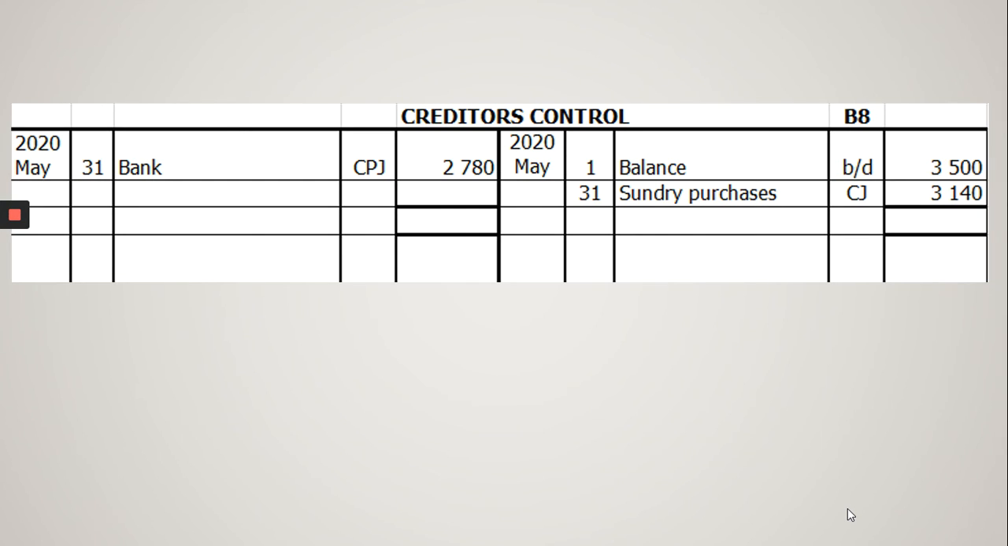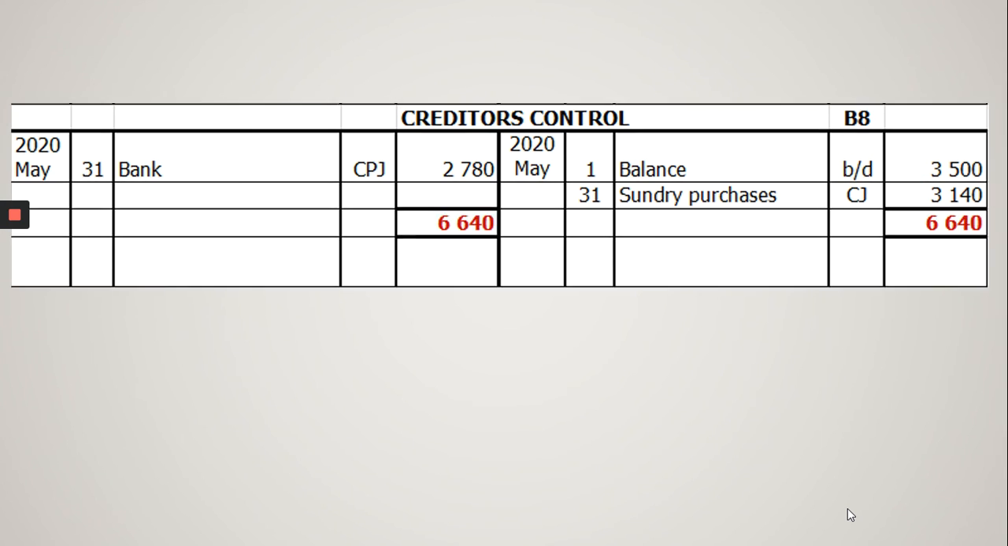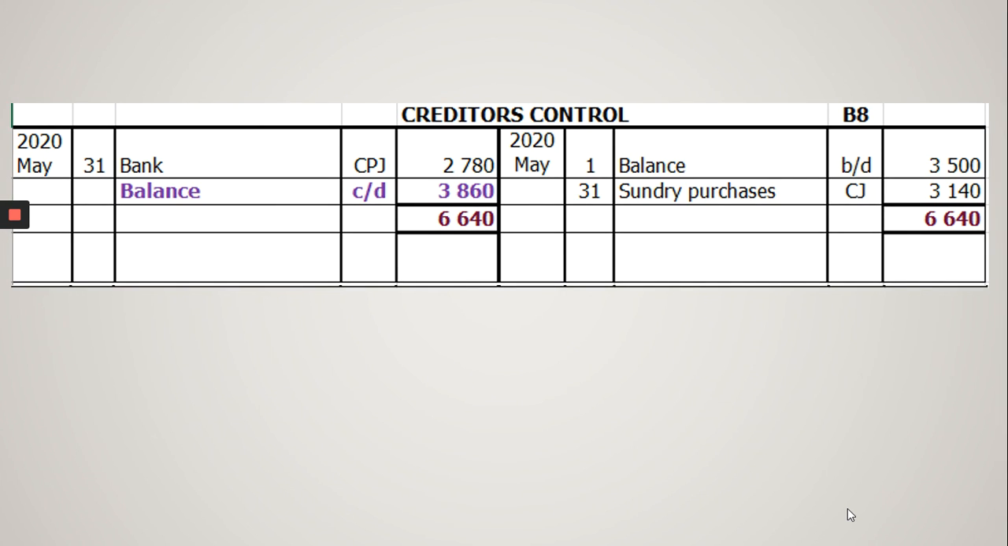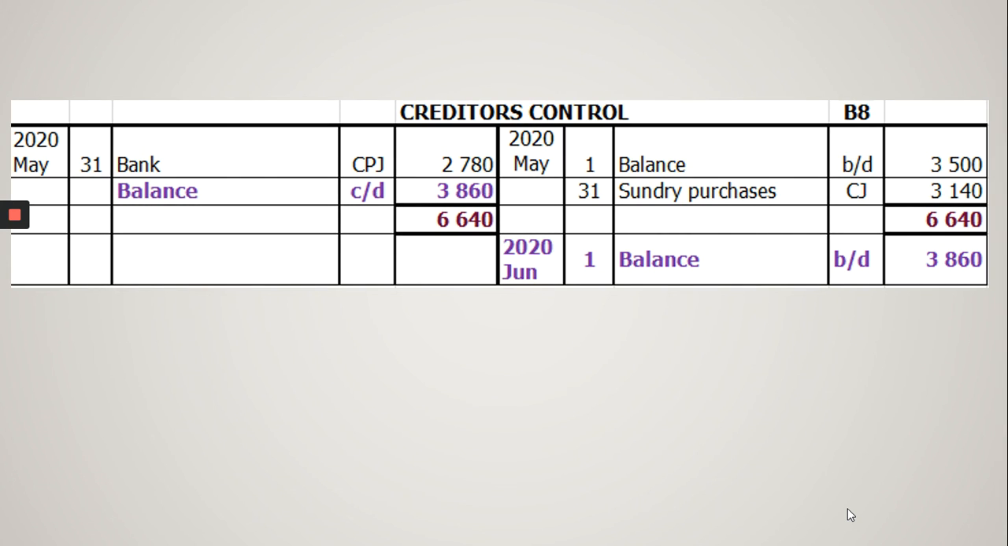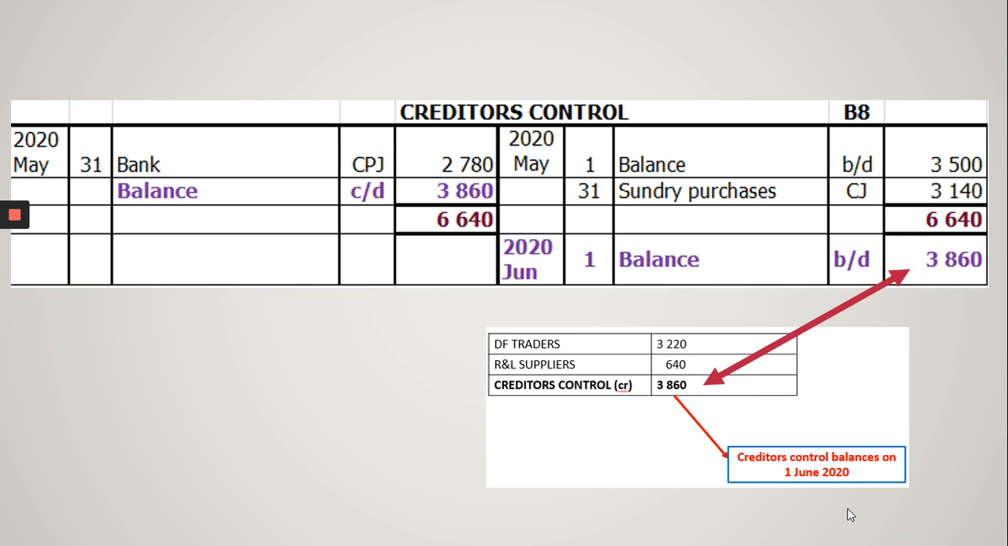When we want to balance creditors control, you will first look which side adds up to the greatest value. In this case, it will be the credit side. So that means that the credit and the debit side need to be equal to the 6,640 rand. So that means at the debit side, there's an amount missing. To calculate this amount, we are going to take the 6,640 minus the 2,780. So that will be our balance at the end of the month. So in the beginning of June, we will still owe 3,860 rand. Now, this amount is the same as the sum of the balances in my creditors ledger.